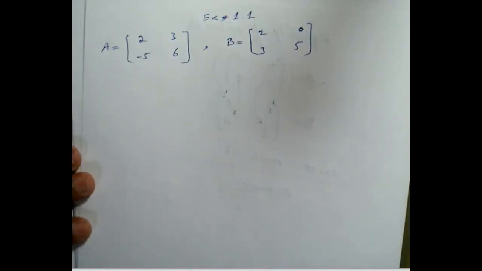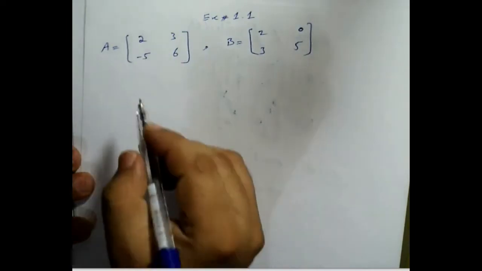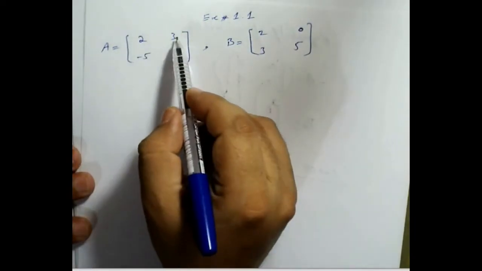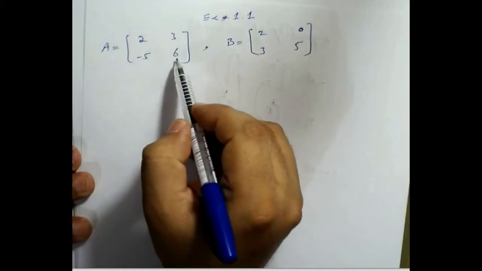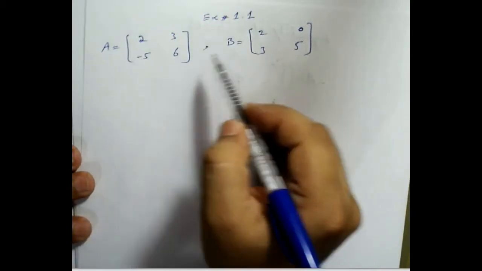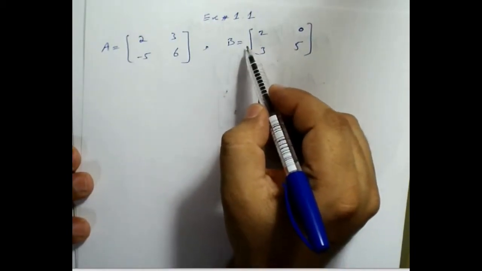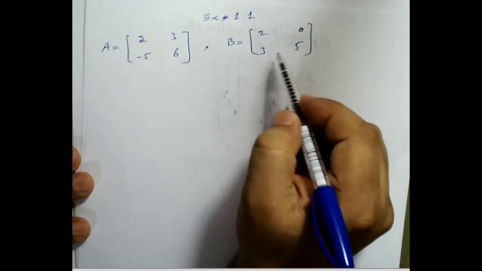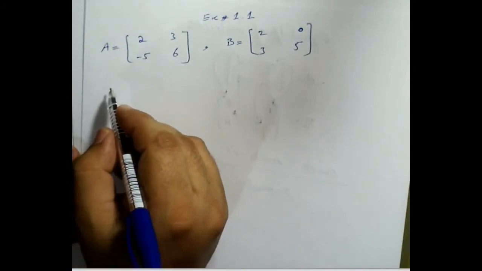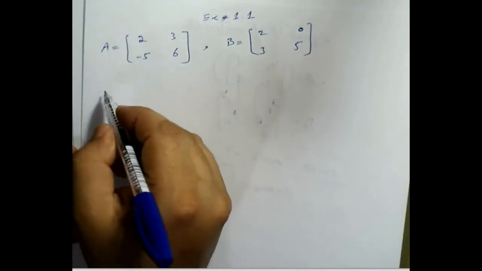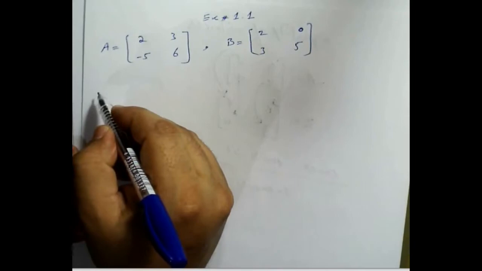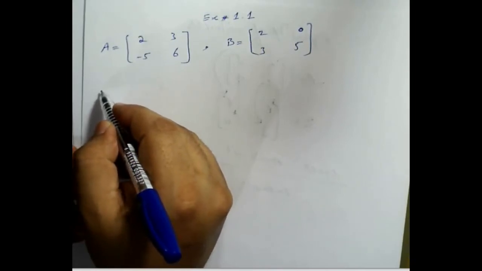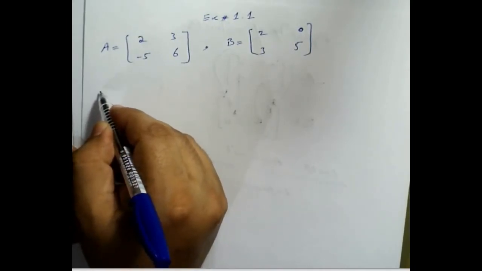Question number 1, and first part is A. 2, 3, minus 5 and 6 are its elements. Likewise B, 2, 0, 3 and 5 are its elements. We have to find the order, and as you know, to find the order of a matrix, we have to write its formula first.